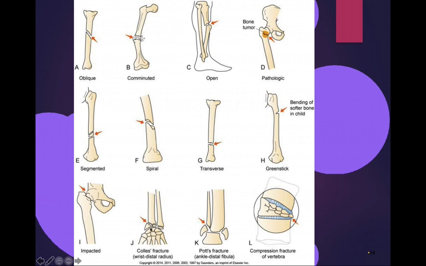The Colles fracture is where the distal end of the radius is fractured. Here's the ankle fracture, the Pott fracture. Here's your compression of the vertebra. And the one that we didn't cover is the greenstick. Happens in young children, where it kind of splinters.